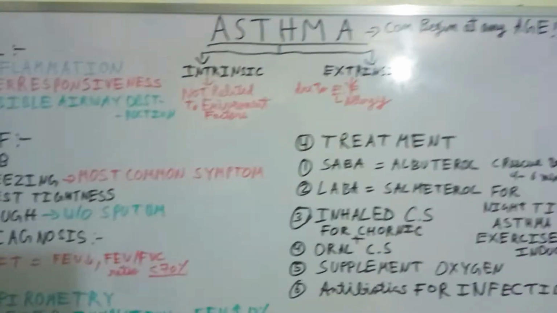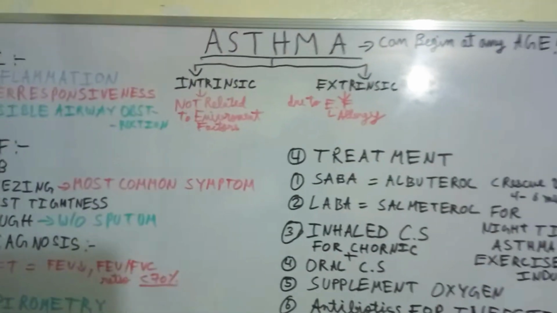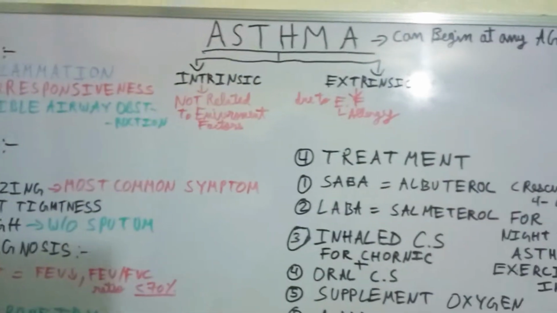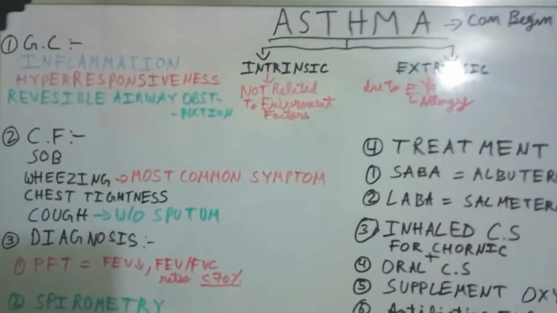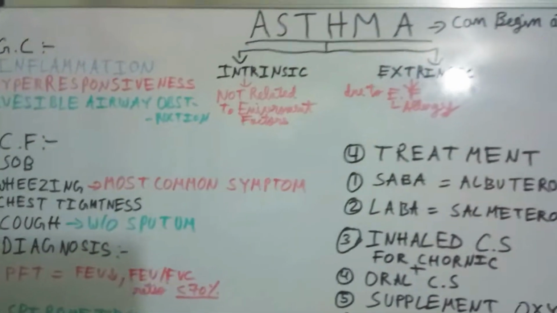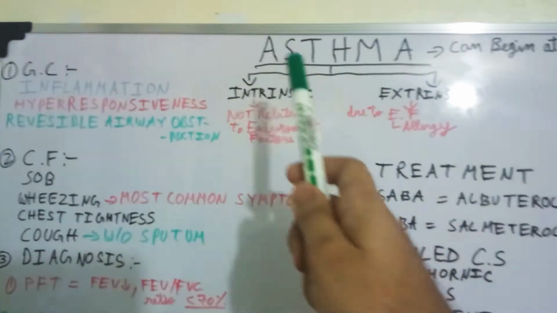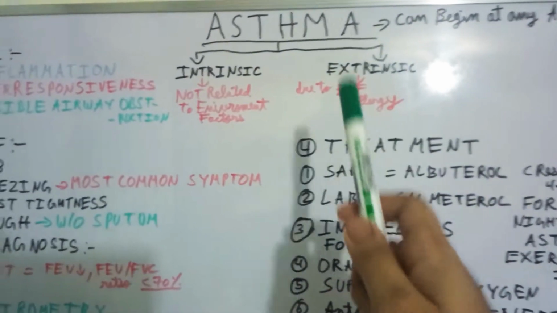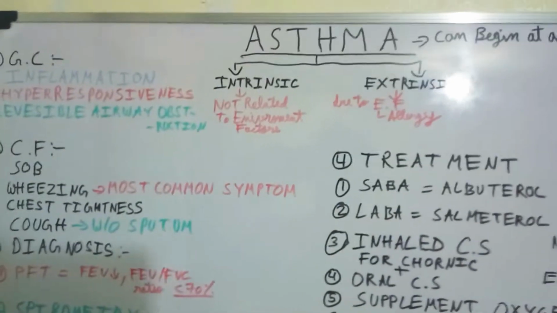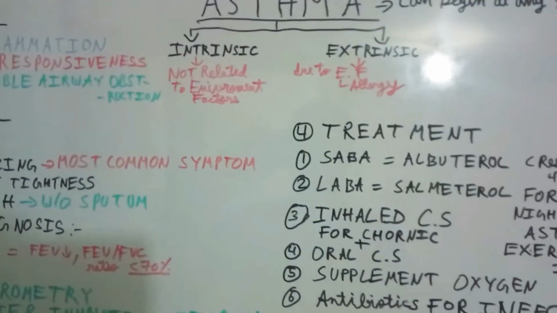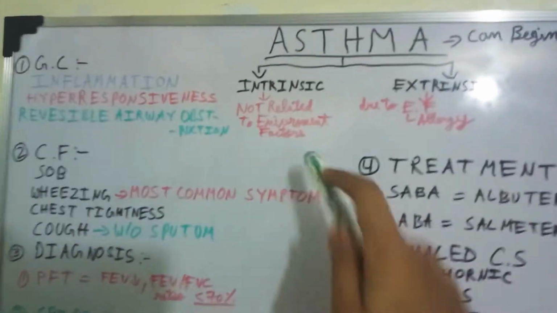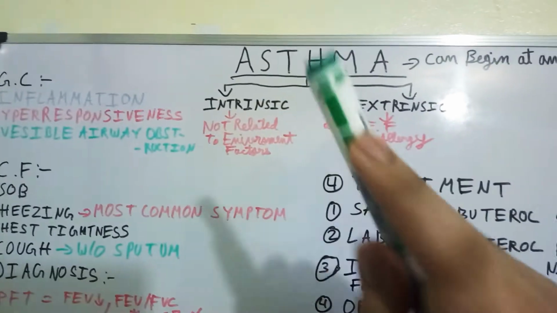So today we are talking about asthma. Asthma is a disease that can begin at any age. It doesn't matter if you are young or of an old age, but the way it begins tells us a lot about it. Asthma can be categorized as intrinsic and extrinsic. If it is intrinsic, then it is not related to environmental factors, antigen, or allergy, none of those things. That's why it can begin in the adult phase of life.